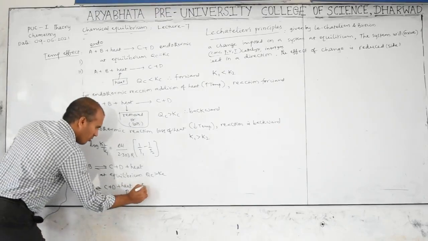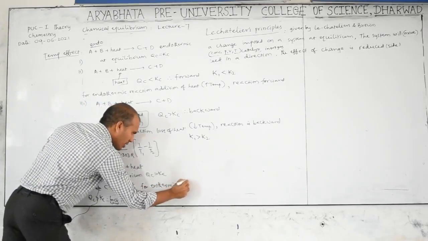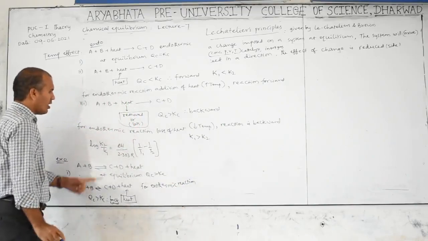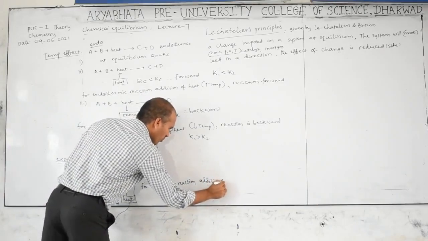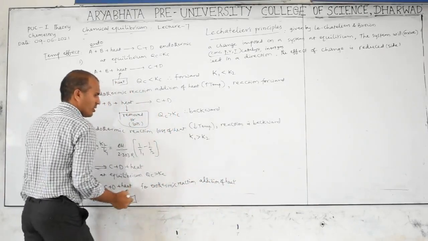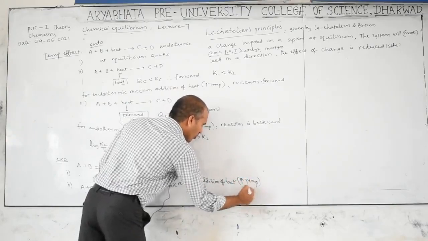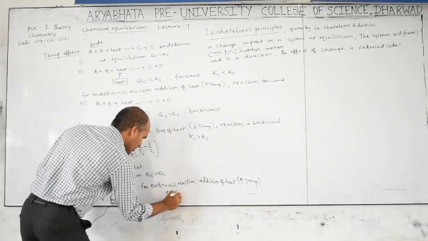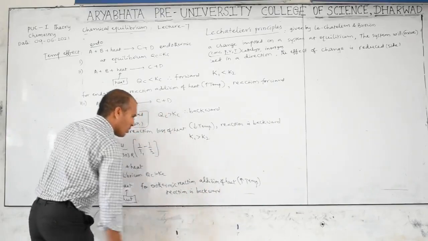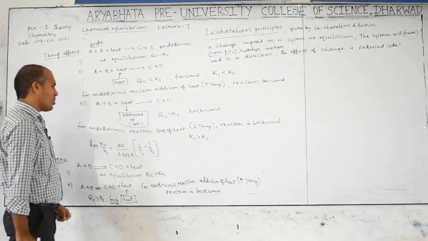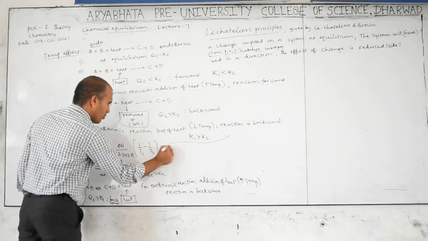For exothermic reaction, the statement is: addition of heat, meaning increase in temperature, reaction is backward. These statements are very important, we have to remember. And next one, this is the third statement.